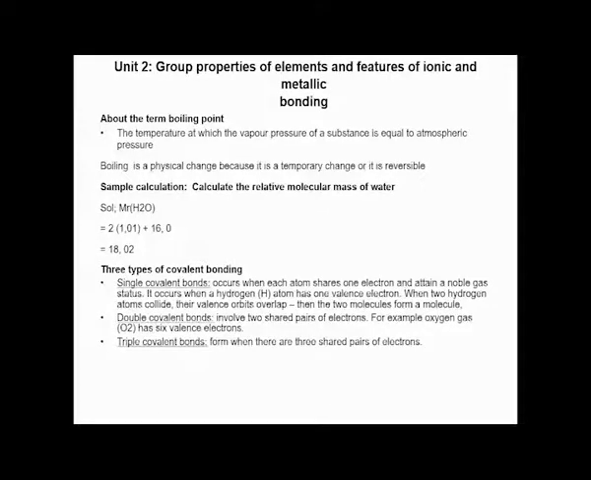For example, the boiling point of water is 100 degrees Celsius, but other substances might have more than that or less than that. To be specific, boiling is a physical change because it is a temporary change, or it is reversible. For example, after you boil the water, you can turn it into ice by freezing it. So that is a physical change, and it's not a chemical change.